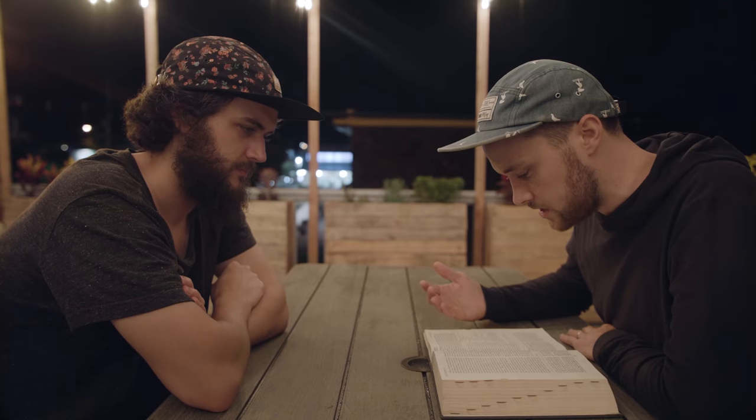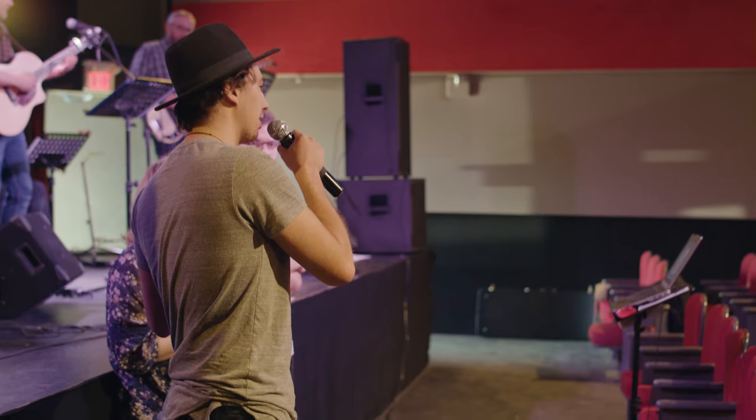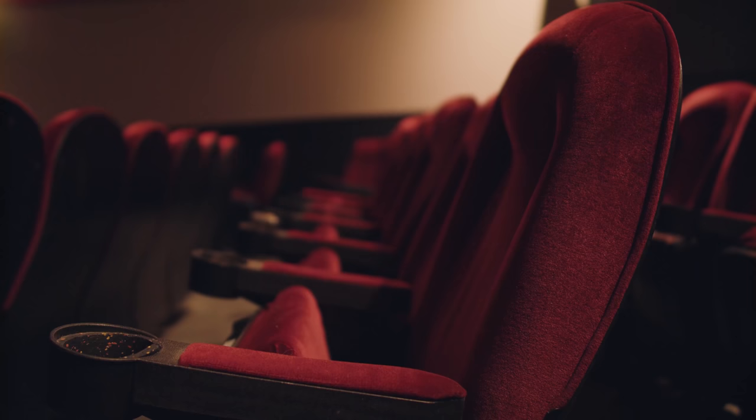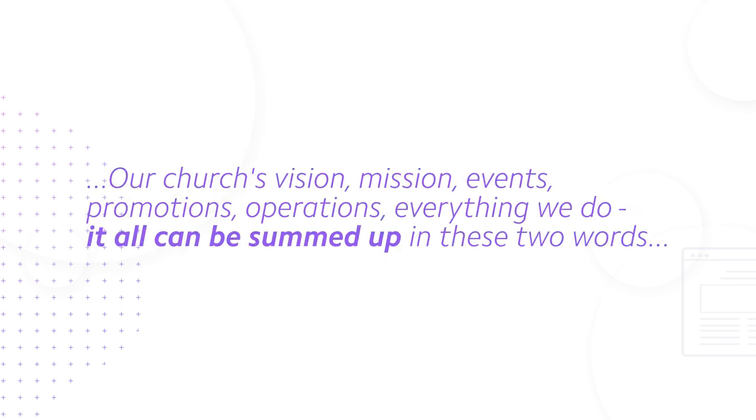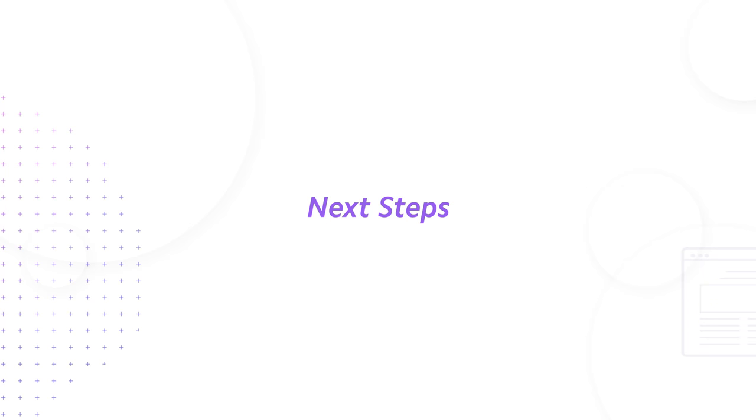And this makes sense, right? You can't love God passively. You can't love people passively. You definitely cannot make disciples passively. Each of these objectives demands action. And I don't know about you, but I want a church full of active participants, not a church of passive spectators taking up space. This is why everything you and I do in our churches boils down to just two words. Our church's vision, mission, events, promotions, operations, everything we do, it can all be summed up in these two words. These two words represent the metric you need to care about: next steps.